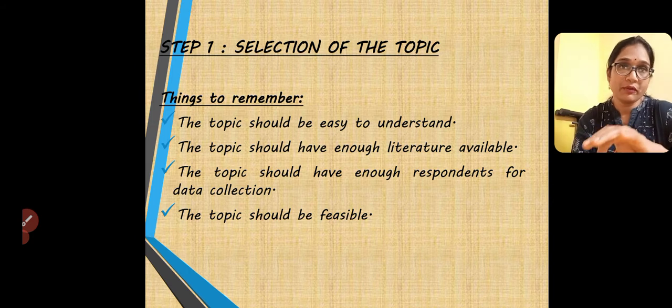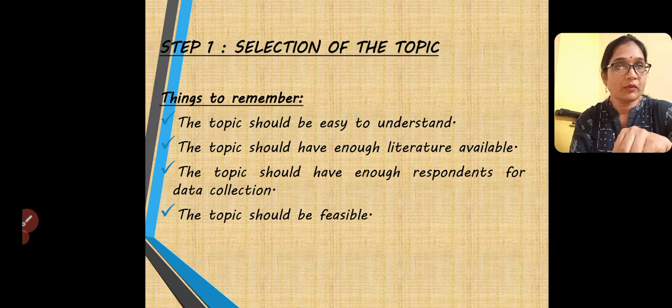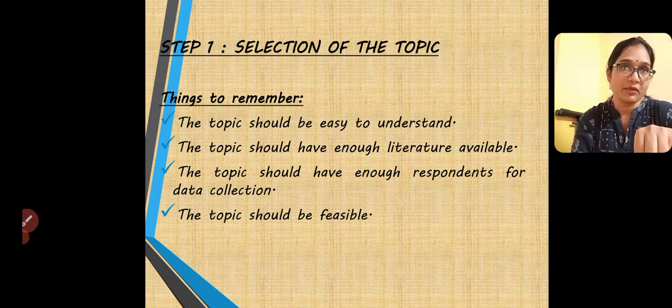So you should have enough books to refer to. You should have enough articles to refer to. If you don't have enough articles or enough books to refer to, then it becomes difficult to write the chapter on literature review and also the introduction chapter. So try to select a topic for which you have easy access to the literature.